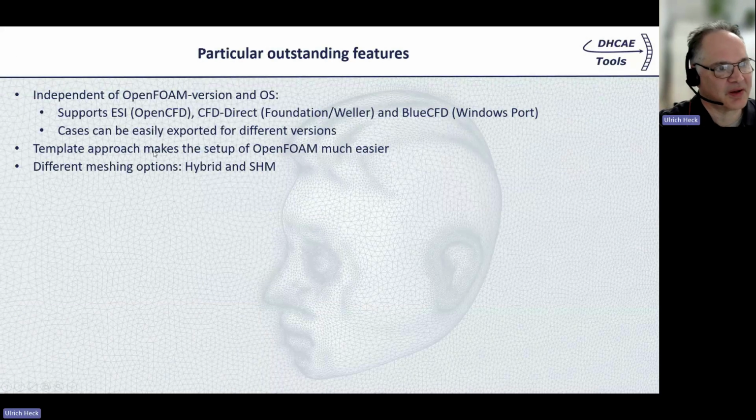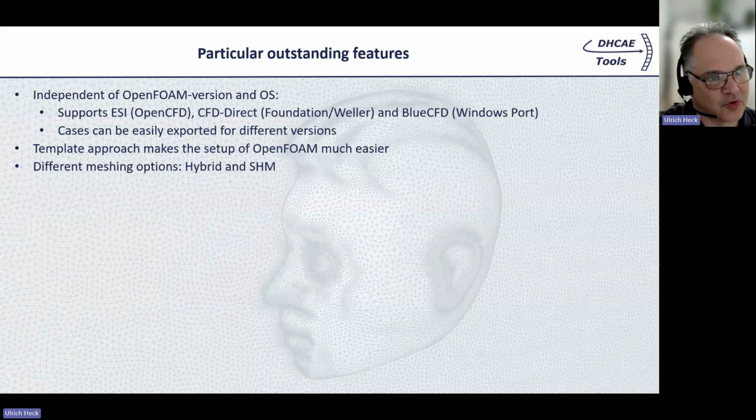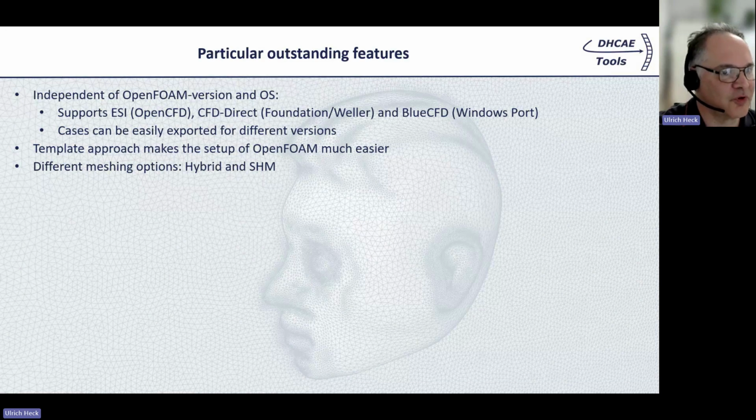So what we think might be extremely useful, or what are outstanding features of CastNet, is that we can support different OpenFOAM versions and different operating systems. So you can, for example, export the case for a Linux machine. You can run the case first on a Windows machine, and you are not fixed, for example, to use an ESI version or a version from the OpenFOAM Foundation from Henry Weller, and you can always pick the best version for your specific case.